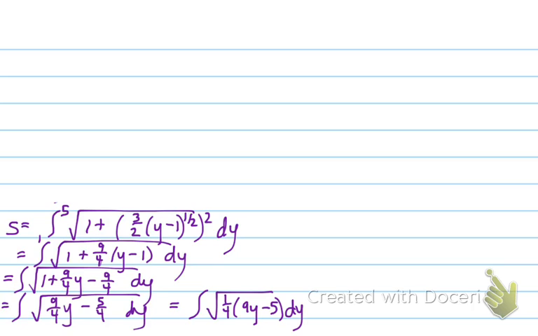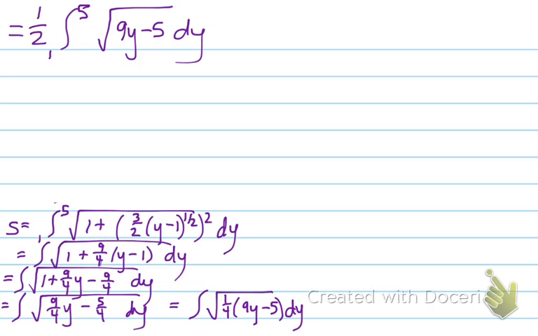Alright, so the 1/4 is a perfect square. That becomes 1/2, and I can actually pull it out of the integral since it's a constant. So that's 1/2 times the integral from 1 to 5 of the square root of 9y minus 5 dy. So now we can actually take the integral.